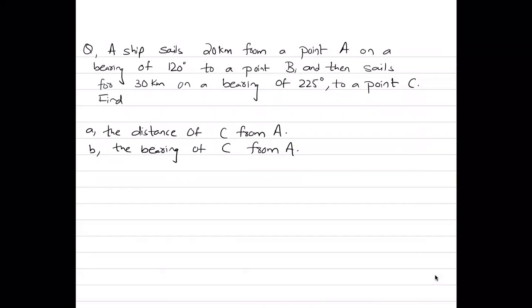what is the bearing of B from A given in the question? Read this statement again. There's a ship that sails 20 kilometers from a point A on a bearing of 120 degree to a point B. So what is the bearing of B from A? Would you agree that the bearing of B from A is 120? Yes. So the first thing that you're going to do is you're going to mark point A. Make a note on point A.